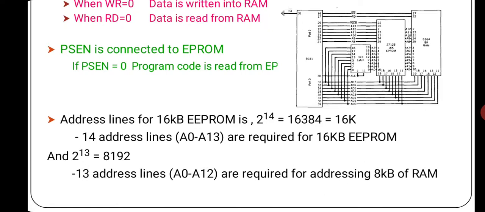Understood? As memory goes on increasing, your address lines should increase. As memory decreases, the number of address lines required will decrease. 2 raised to x keeps varying, but all this is possible only up to a maximum of 2 raised to 16, which is 64 kilobytes of space. Hope it's clear.